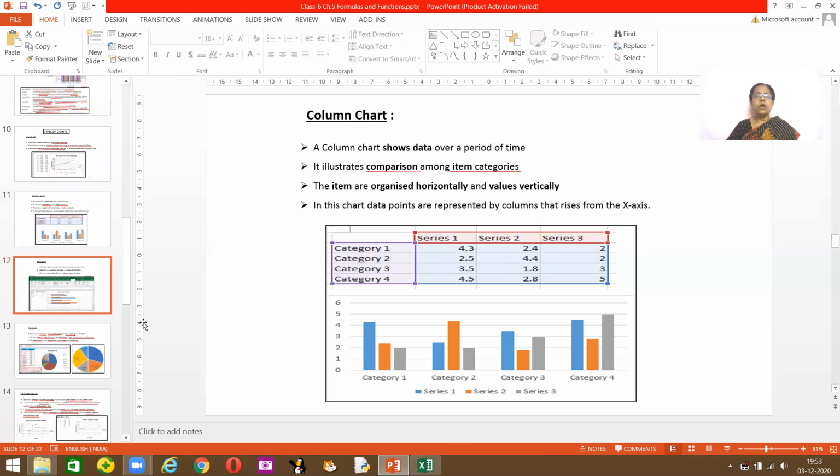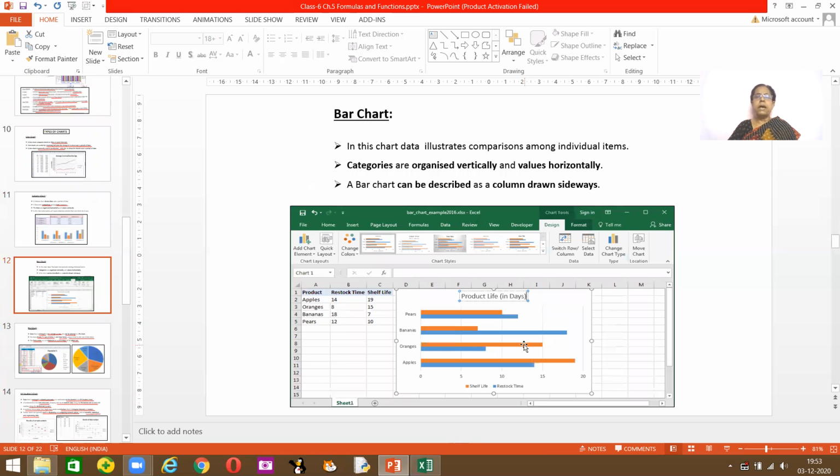The next chart is called the bar chart. Here in the bar chart, the chart illustrates comparison of individual items. Here I have given different products: apples, oranges, bananas, and pears. Okay, and here you can see this is the stock, the restock time, and this is the shelf life for it. That is, it will get spoiled after so many days. This is shelf life. So these two columns are represented here.